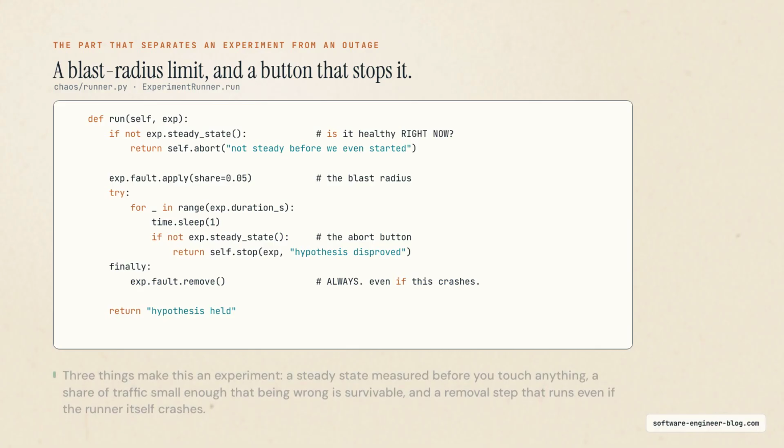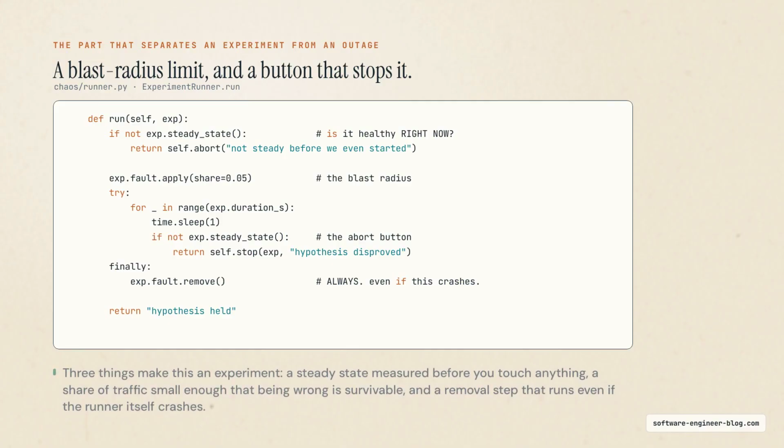Finally, remove the fault. Always, even if the runner itself crashes halfway through. Without that line, you have not run an experiment. You have injected a permanent fault into production and walked away from it.